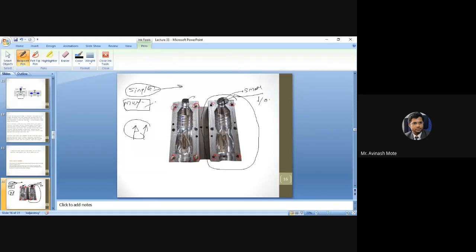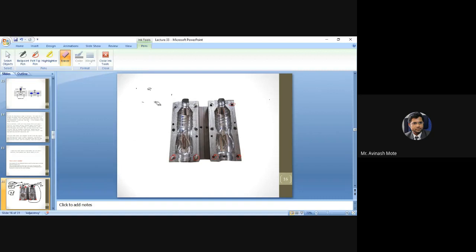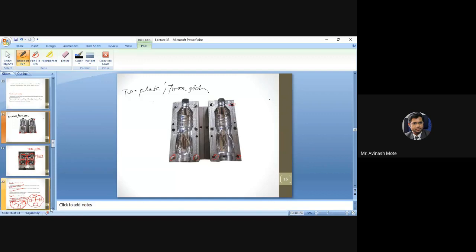But the major hurdles for the multi cavity product are the size of the product and the cost of the product. With these two parameters you can divide these two categories, single cavity and multiple cavity. Then we have seen another parameter with which this is classified, that was two plate and three plate. Even we have the figure for the same here.